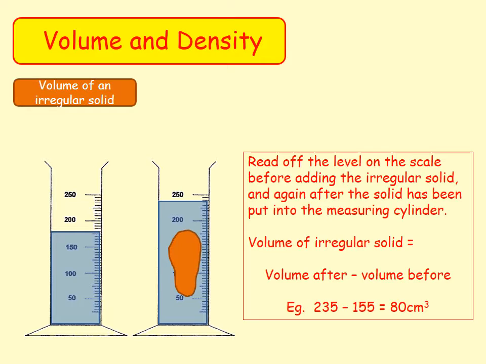In terms of working out the volume of an irregular solid, there are two possible methods. The first thing you could do is use a measuring cylinder. You read off your volume before you've added the irregular object, and then you add the irregular solid and measure the volume again. So you've got volume number 1 where the object hasn't been added yet, and volume number 2 where the object has now been added. The volume of the irregular solid will equal the volume after minus the volume before. So for this particular example, it will be 235 centimeters cubed minus 155 centimeters cubed, so it'll be 80 centimeters cubed.